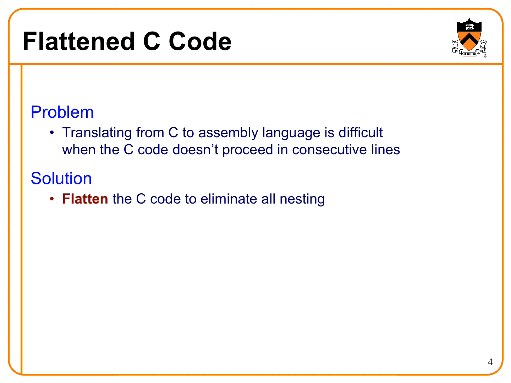You can translate each line of Flattened C to a paragraph of assembly language instructions that is independent of any other paragraph. And using Flattened C then turns one large translation job into a bunch of small independent translation jobs.